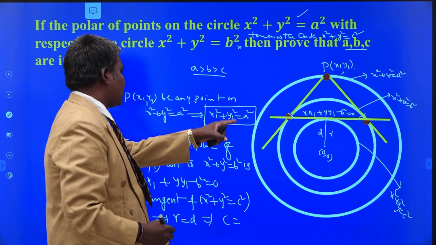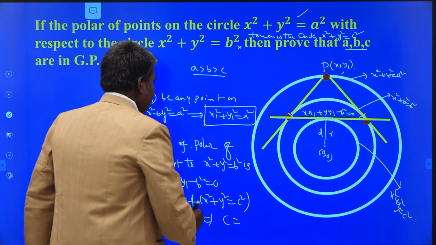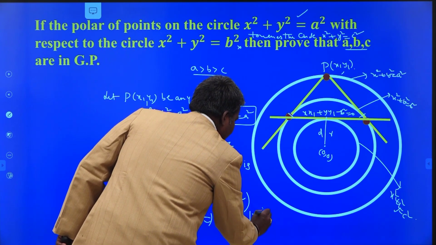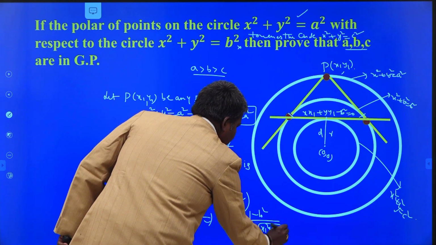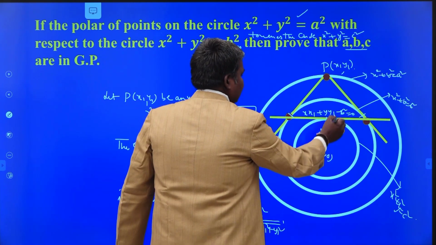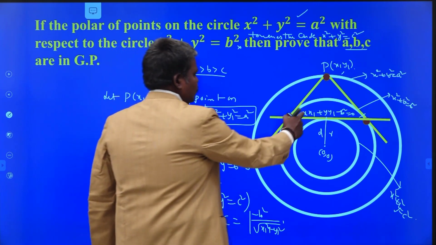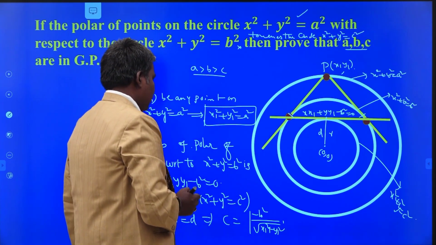Perpendicular distance from the center of the circle (0, 0) to that line is the modulus of minus b square by root of x1 square plus y1 square. Am I correct or not? Perpendicular distance is mod c by root of a square plus b square. Here a is x1, b is y1.